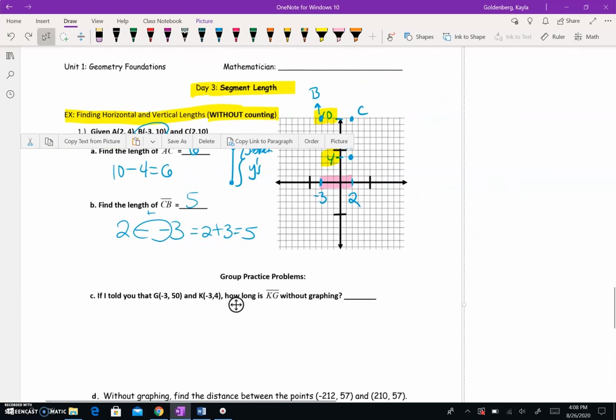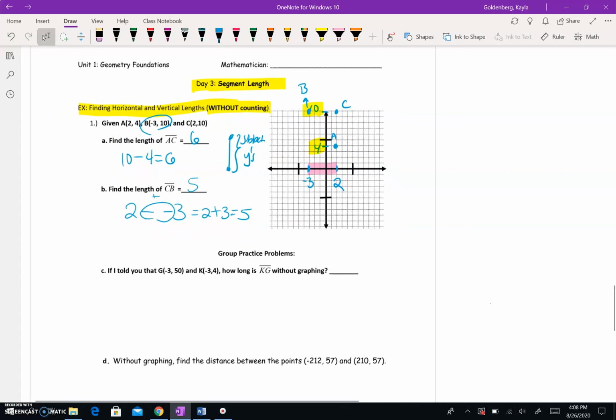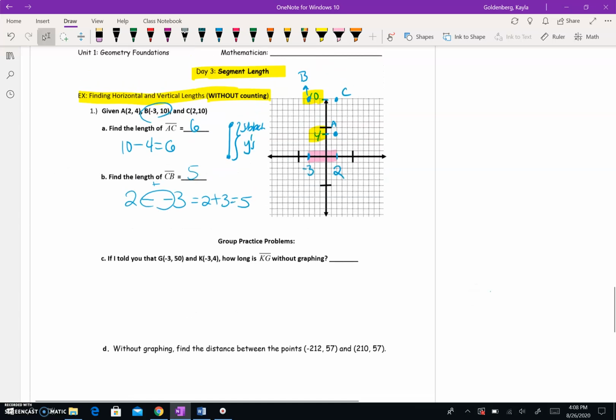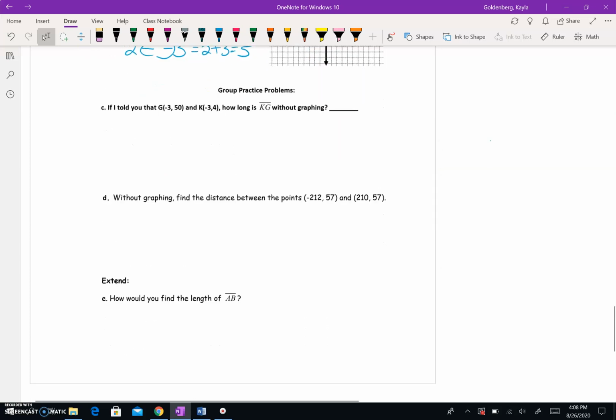Okay, so the next couple of problems are some group practice. So these problems you're going to be working with your group. And notice some of them I do give you larger numbers to help you think through how you would find the distance without counting. So you're going to want to use the tips that we talked about in the examples and apply those tips as your group is trying out these problems.